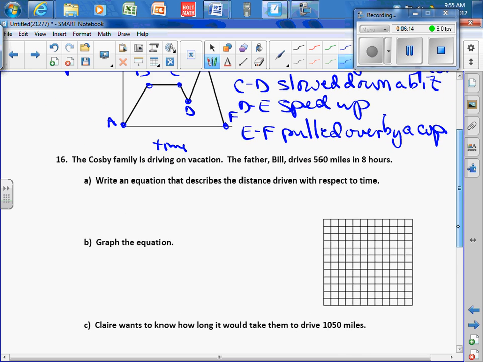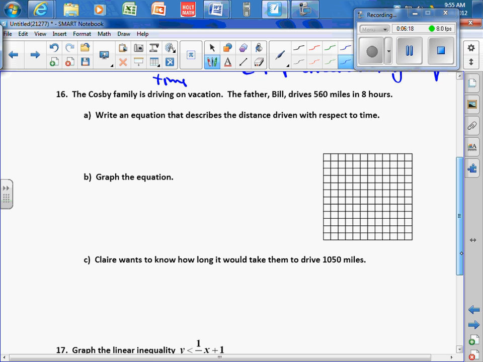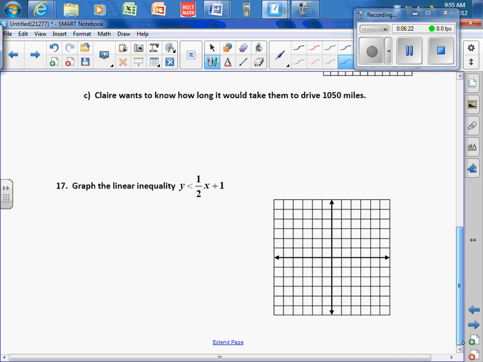Number 16, we've had examples like that in your notes, so check that out for number 16. Number 17. Here's your y-intercept. To the y-axis, you go to positive 1. You rise 1, run 2, and we come up with this set of points that we're going to draw a dotted line.